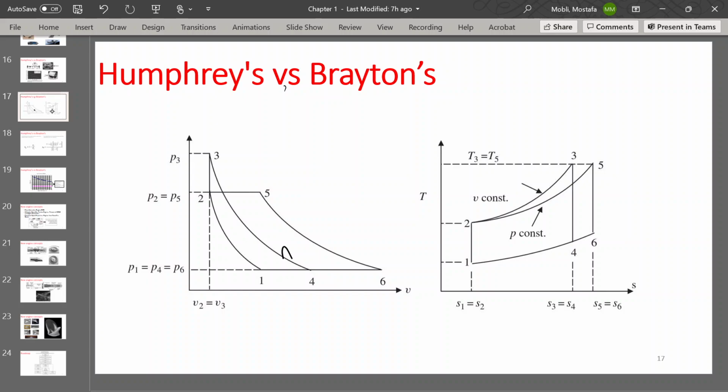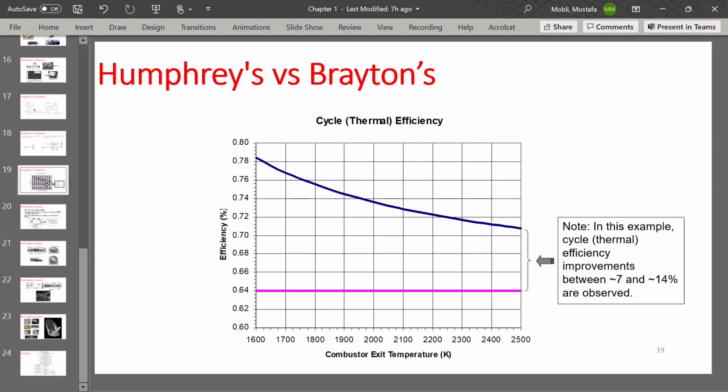So we plot the efficiency as a function of the combustor's exit temperature. The efficiency for a Brayton cycle is not going to change based on the combustor's exit temperature.